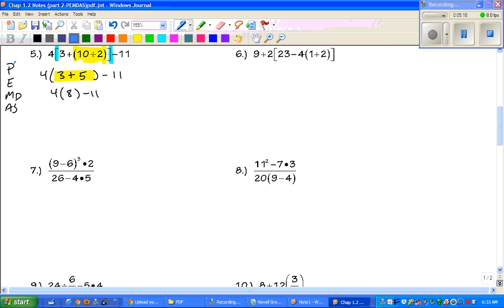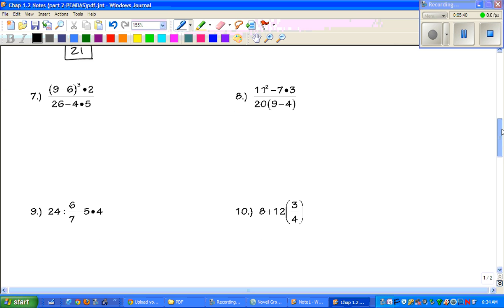All right, we did our parentheses. We don't have any exponents. Multiplication or division gives us 32. And then subtraction, we get 21. All right, number 7.